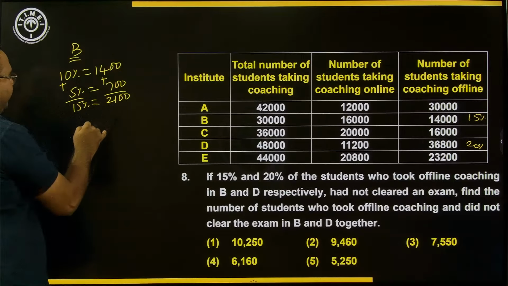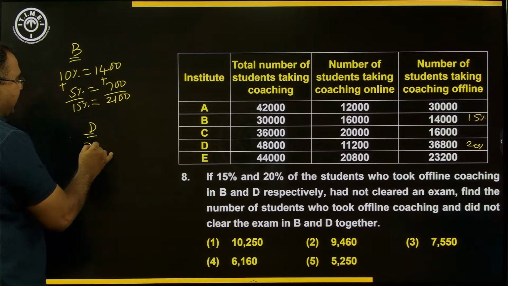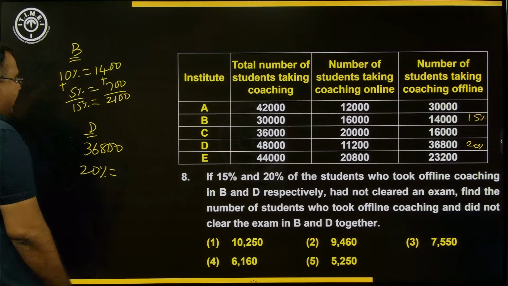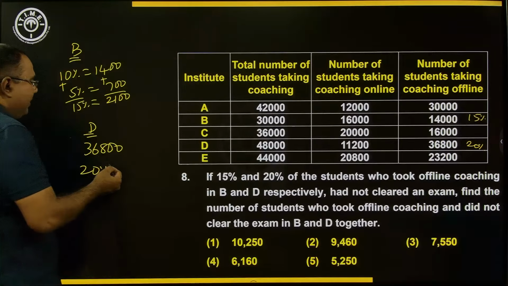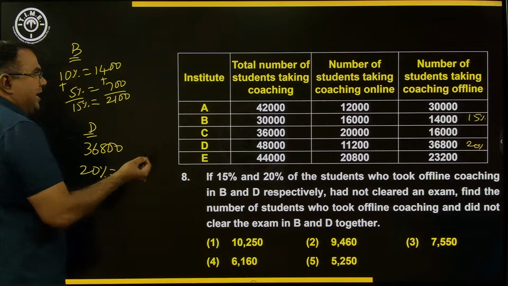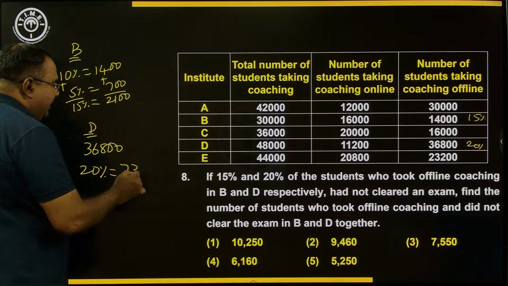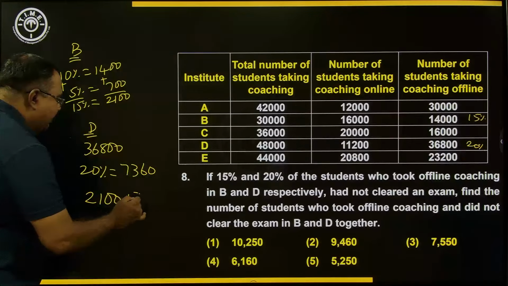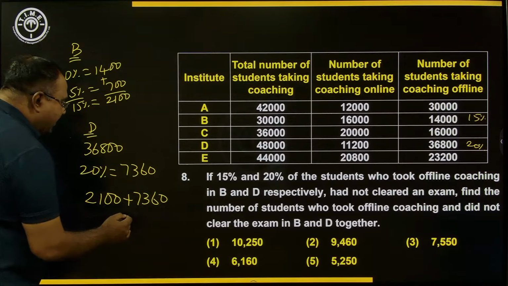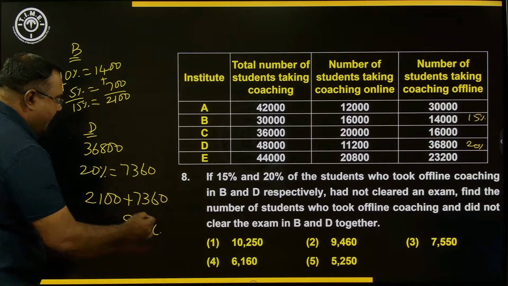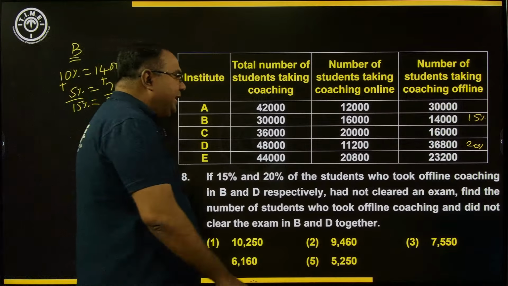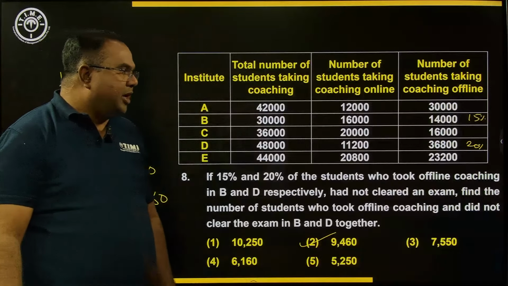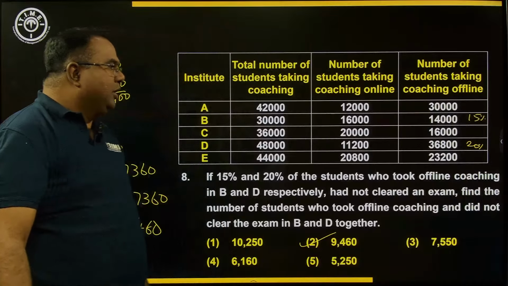Let me take D. D, it is 36,800. So 20% have not cleared. 10% is 3,680. 20% double. 72 plus 7,200 plus 80 double 160, 7,360. So 2,100 plus 7,360, the total being asked, it is 9,460. 9,460 is present in choice 2. Any questions? You can put it in the chat box. Otherwise, we'll move ahead. 9,460.